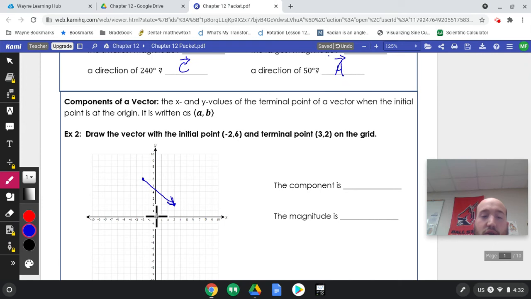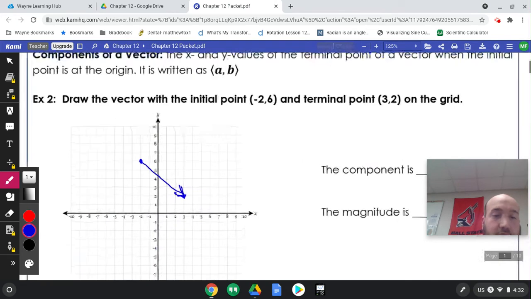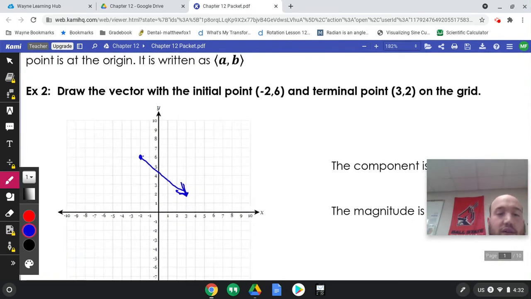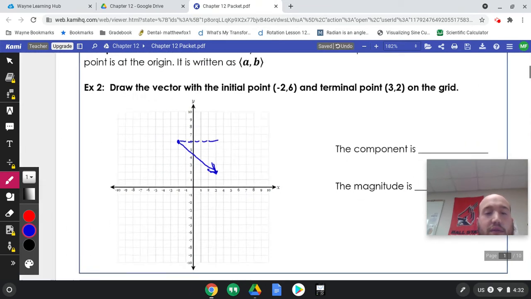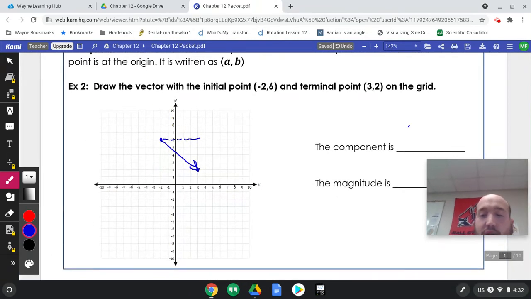Now, ours does not start at the origin, but we can still act the same. So imagine it started here, and let me zoom in a little bit. If we went over 1, 2, 3, 4, 5, to the right 5, we know that's a positive 5. And then down 1, 2, 3, 4. So down 4 we know is negative 4. Okay, so that is how we write it.